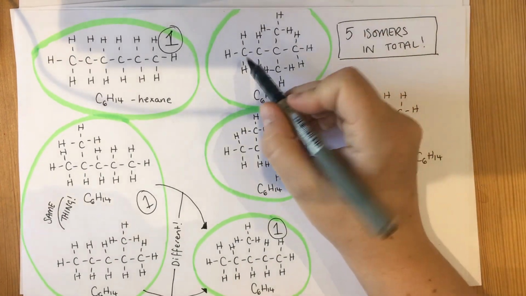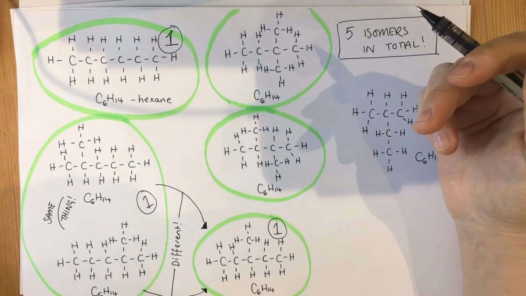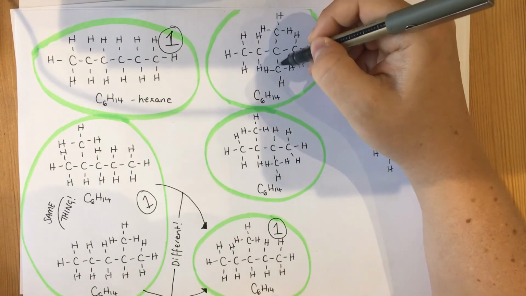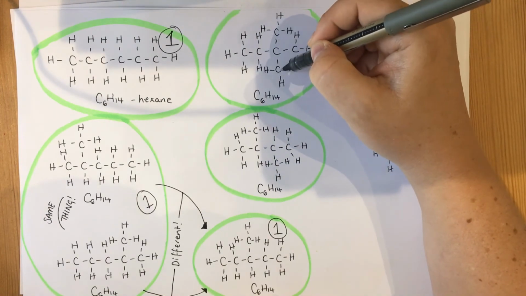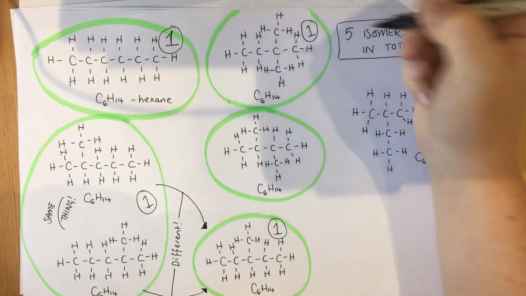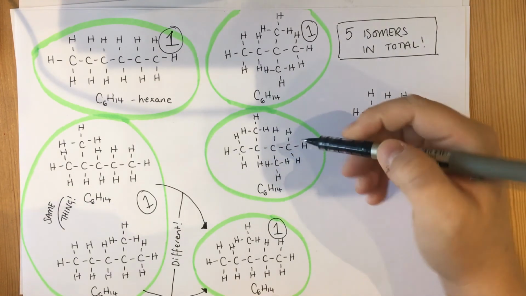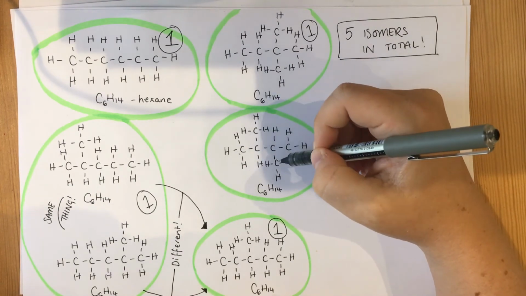So then we go down to 4 in a row. If we have 4 in a row, we have 2 other carbons that we need to attach. If we attach 1 there and another 1 to the same carbon atom like that, that's another isomer. So there's another 1. But we could also put 4 in a row, and then our 2 extra carbons could be added to 2 different carbons.